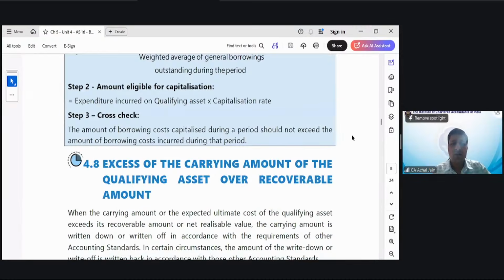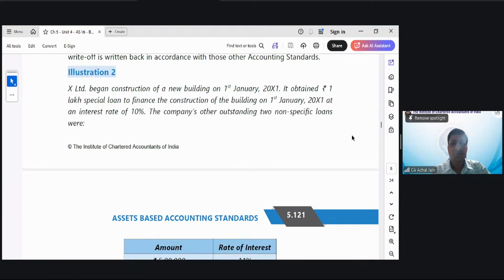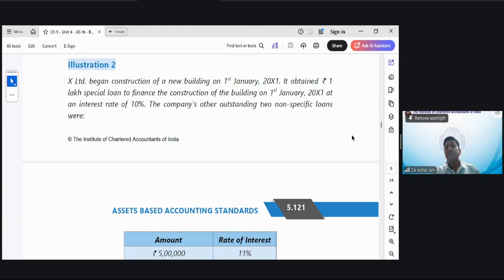Okay, so let's look at one example. Let's look at this example now, right? X Limited began construction of a new building on 1st January X1. It obtained rupees 1 lakh special loan to finance the construction of the building on 1st January X1. Now the good part is the construction of the building got started on 1st January X1 and the loan is also taken on 1st January X1 at the rate 10%.